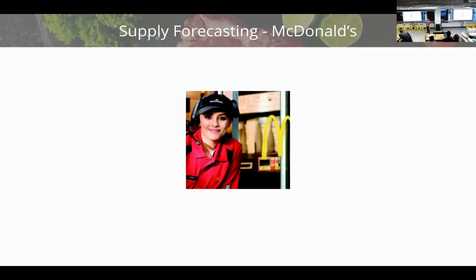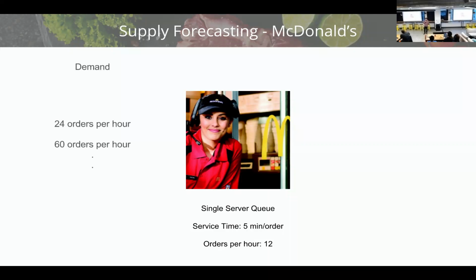Let's try to understand first what we are trying to do with a couple of vanilla examples. If you take the case of McDonald's, there is a single server, for example, and this person takes 5 minutes to serve one order. And that means we can do 12 orders per hour. And each customer is served only by one server. Now, to maintain an equilibrium between supply and demand, it's pretty easy, right? If you have 24 orders per hour, you need 2 servers per hour. If you have 60 orders, you need 5. It's pretty easy to maintain demand and supply equilibrium in the case of a single server queue.